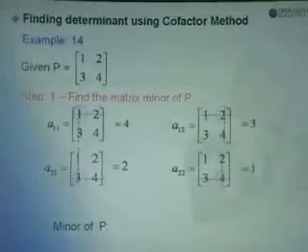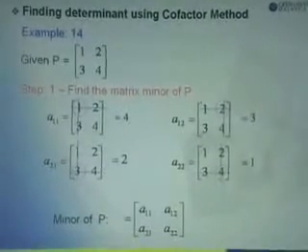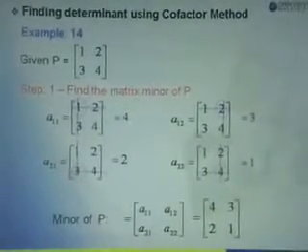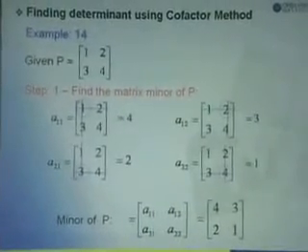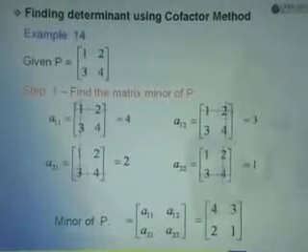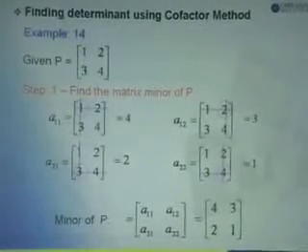So therefore the minor of P, which is A11, 1, 2, 2, 1 and 2, 2, will be equal to 4, 3, 2 and 1. So just copy back the answers from just now. You will get the minor of P, which is 4, 3, 2, 1.